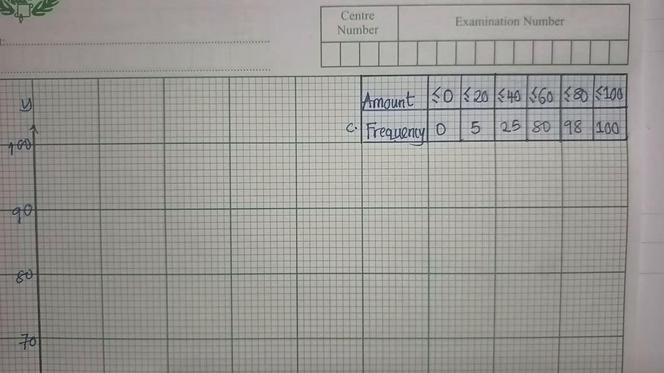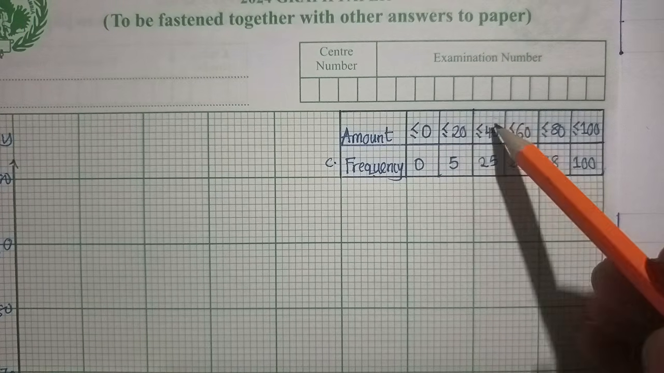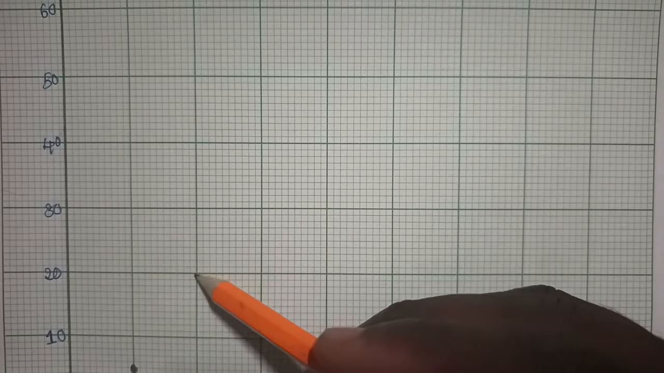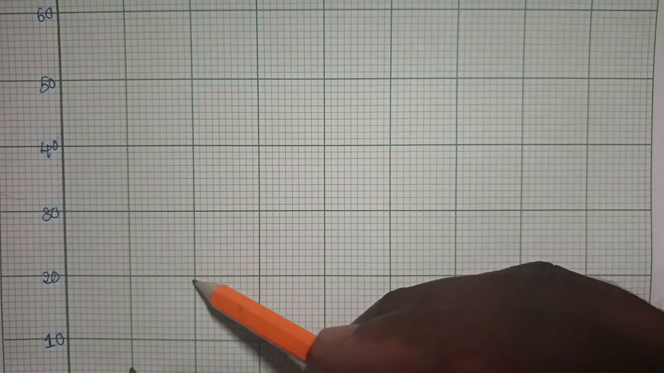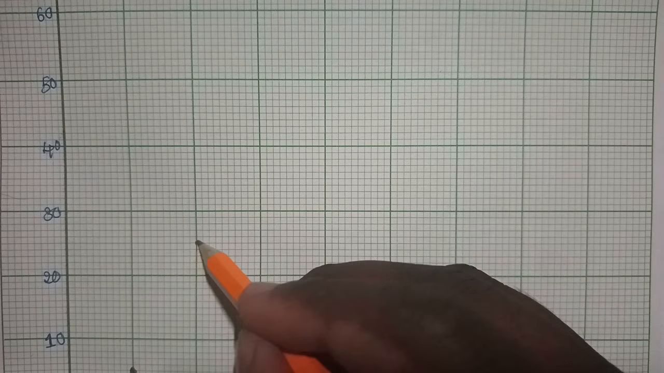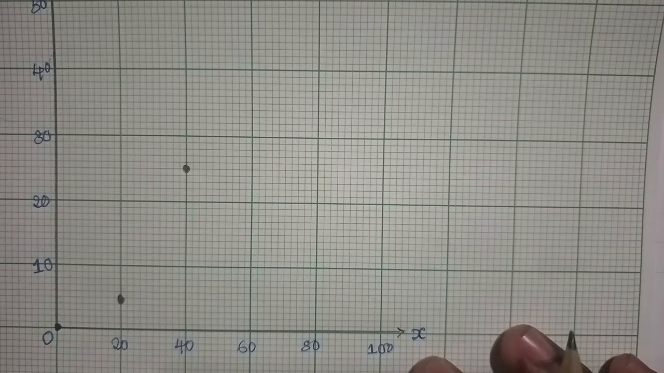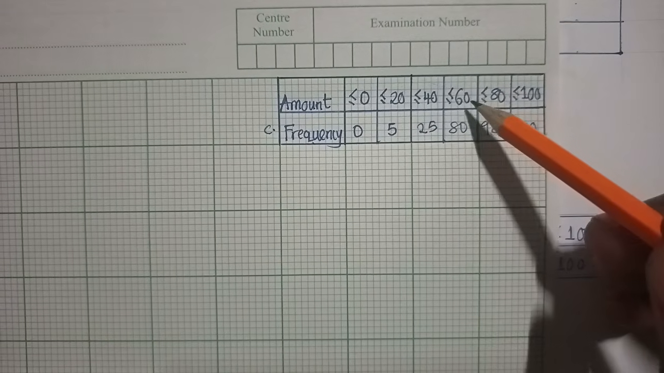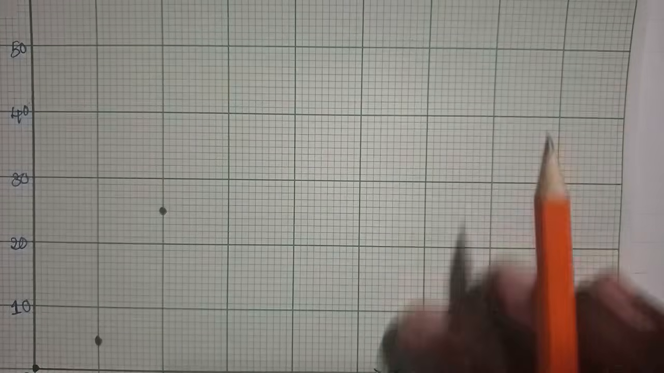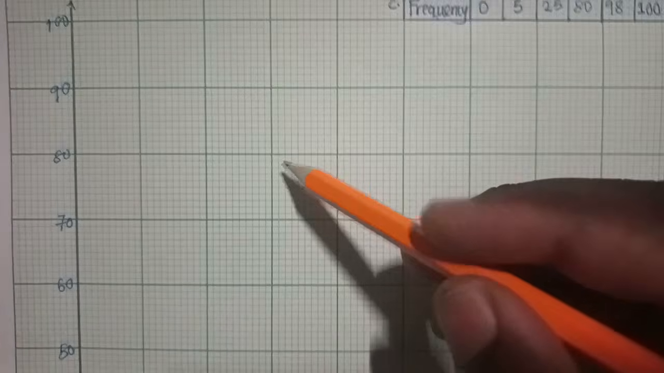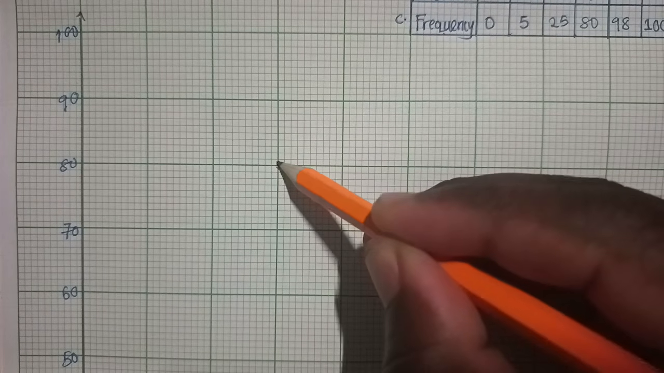The next one, it's 40, 25. So 40 is right here. You go up, 20 is here. So 25. So 20, 21, 22, 23, 24, 25. It must be right here. Okay? So, okay, we've got 3 points right here. The next point here should be 60, 80. So 60 is right here. You go all the way. 80 is right over here.